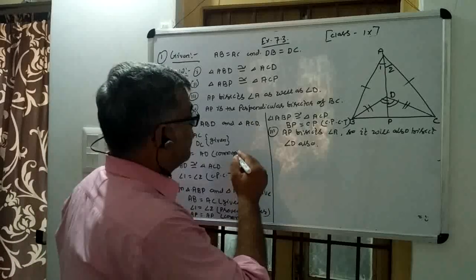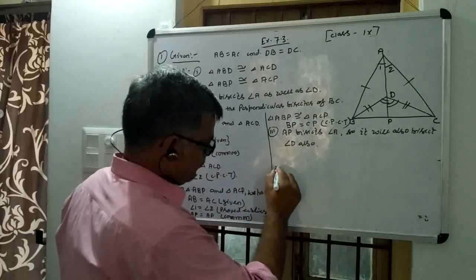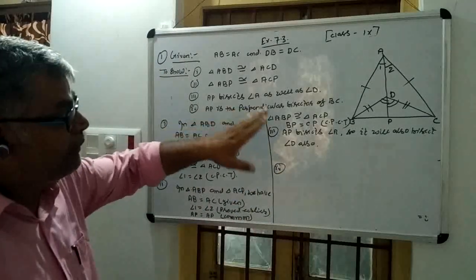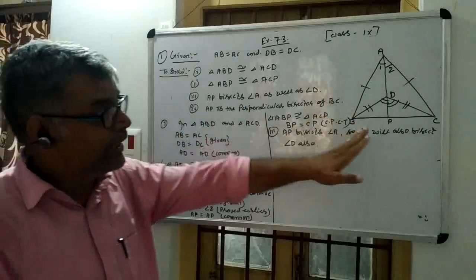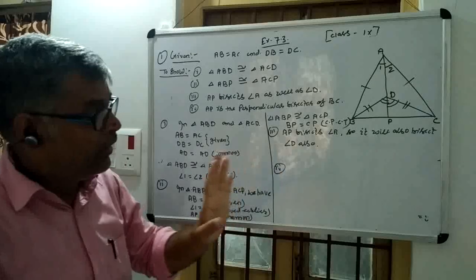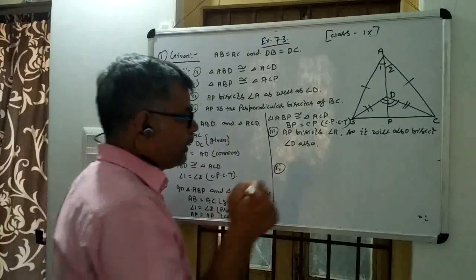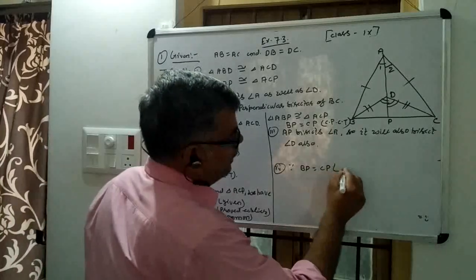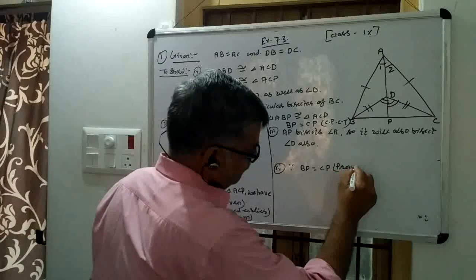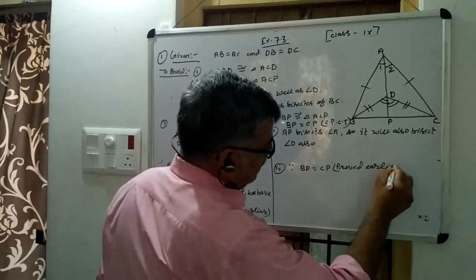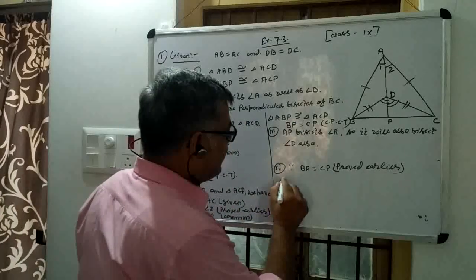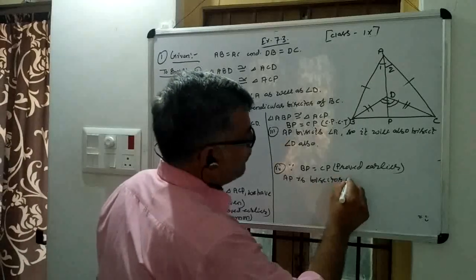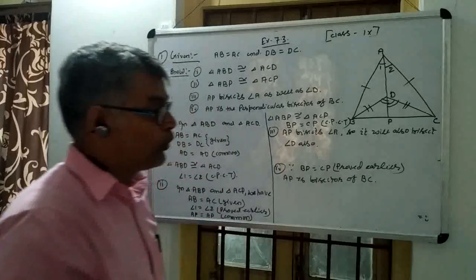So let's see question number 4. Now the fourth part is saying that AP is the perpendicular bisector of BC. Now is it clear that AP is the bisector of BC? Since we have proved BP equals CP, you can write here, proved earlier. So you can conclude that AP is the bisector of BC.